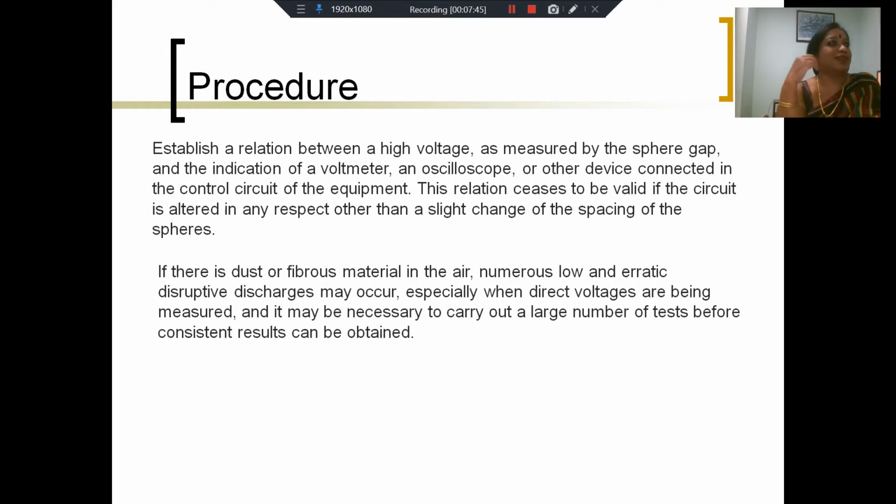So when we know that definitely some extraneous factor, some random factor is causing the breakdown, and it is not just dictated by the gap spacing, we have to censor those readings.